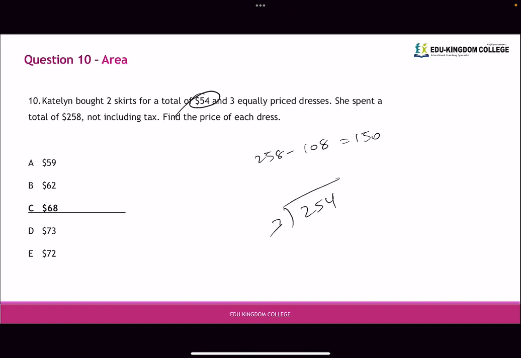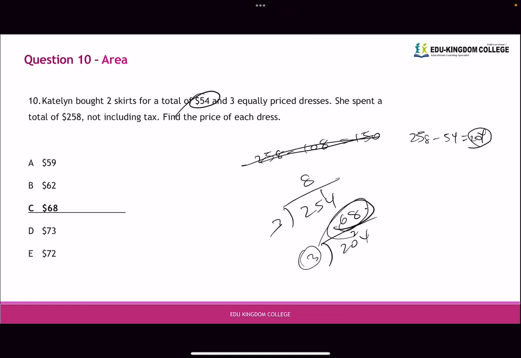So when we try and find the cost of the 3 dresses, it's going to be 8, 1, 204. Sorry. Making a lot of mistakes today. So it's going to be $68. Okay? So 258 minus 54 equals 204. And that's how much 3 dresses cost. So we divided that by 3, got 68, meaning that each dress is worth $68.